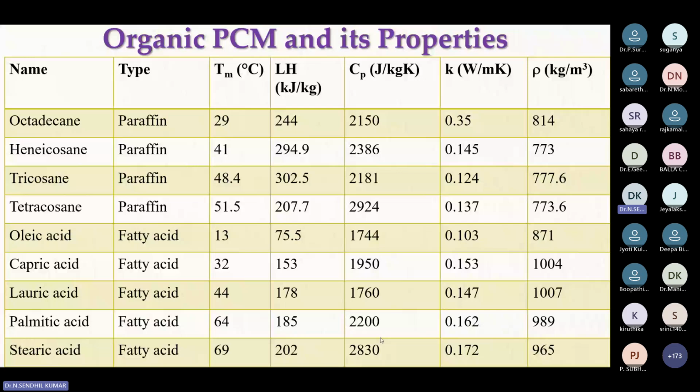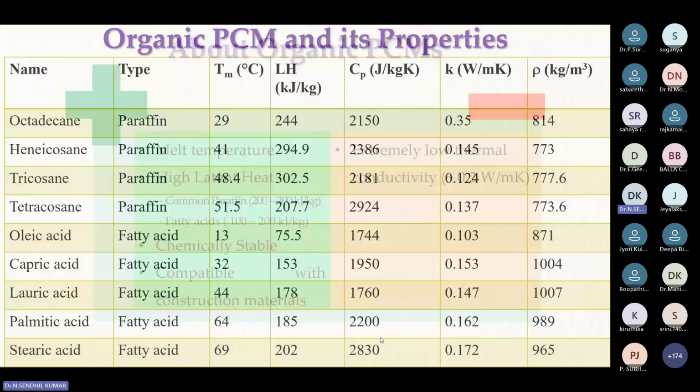Their melting points are 29 degrees, 41 degrees centigrade, 48 and 69 degrees, 51 degrees. So like that, these organics are low temperature. The only thing is latent heat storage: how much energy can be stored. 244 kilojoule per kg. That means per kg, this much, 244 kilojoule of heat, can be stored. Similarly, what is the specific heat, how much heat is required, what is the K value, thermal conductivity, what is the density? Even though you are on the electronics side, when you are choosing the material you have to see its thermophysical properties. This is about the organic PCM.